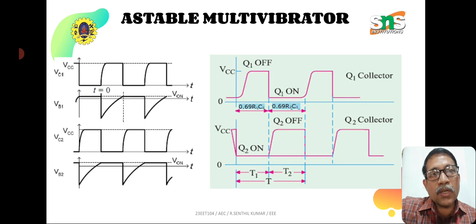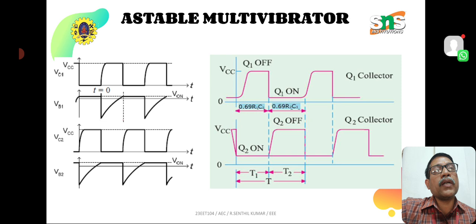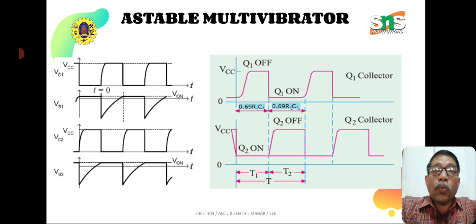I have already explained in the characteristics of a switch that when the transistor is in on condition, the collector voltage is almost zero, and when the transistor is in off condition, the voltage across the collector is maximum. Therefore, the Q1 collector waveform is almost opposite to that of the Q2 collector waveform. Therefore, in the astable multivibrator we get two pulse outputs, one at Q1 and another at Q2.